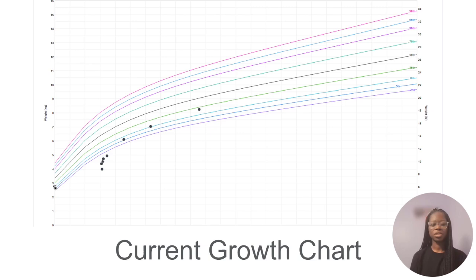And this is his current growth chart as of May of this year. As you can see, he is back on track and gaining weight appropriately.